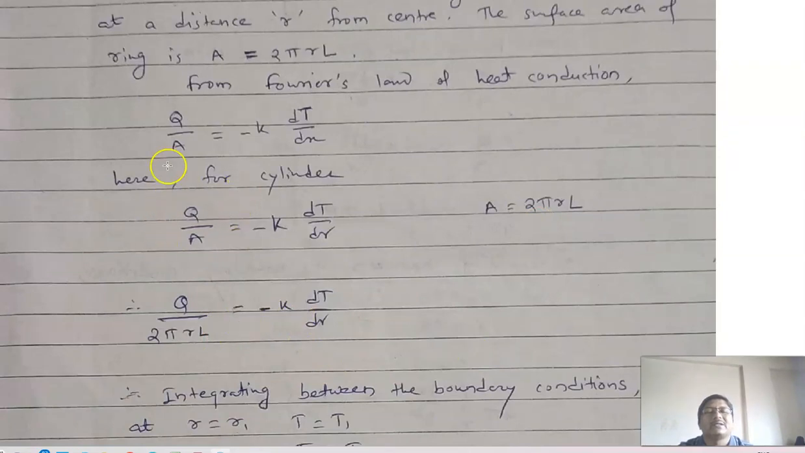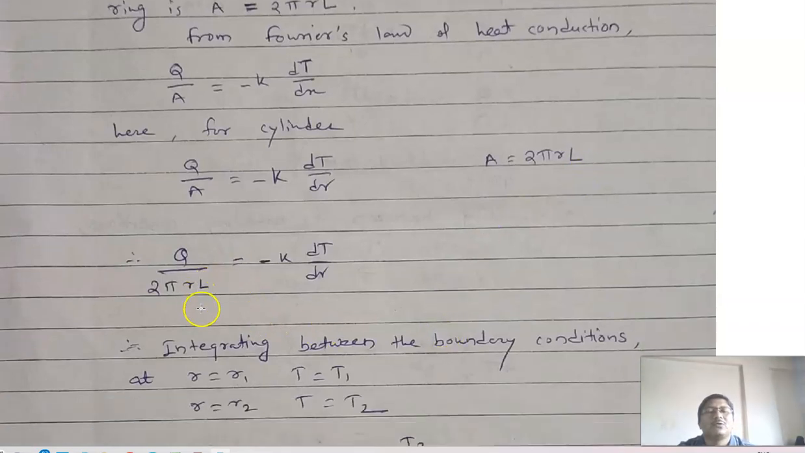Again I am repeating, this is for the cylinder. So Q by A equals minus K dT by dr instead of dx, since r is in the radial direction. Then the surface area is 2 pi r L, where 2 pi r is the perimeter times the length of the hollow cylinder L. So Q upon 2 pi r L equals minus K dT by dr.